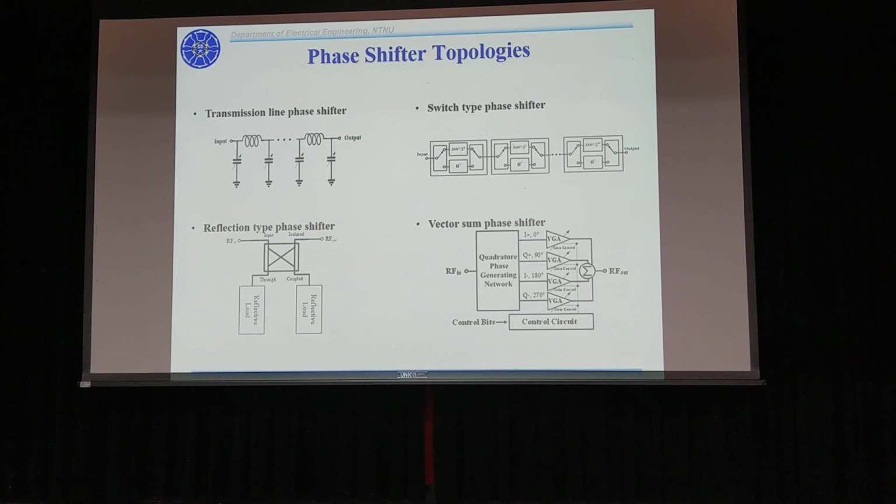The third is the reflection type. There are variable capacitors in the load. It can change the capacitance by adjusting the voltage, so that the load impedance and phase will change. It can provide continuous phase shift, but it needs to integrate with a high resolution digital to analog converter. The last is the vector sum phase shifter. When designing, it must pay attention to maintaining precise phase and low power consumption.